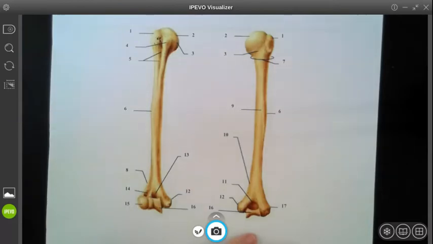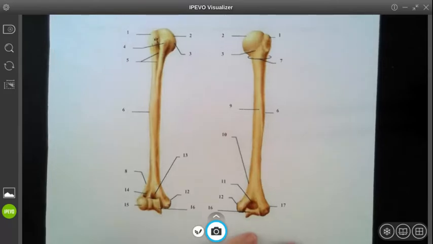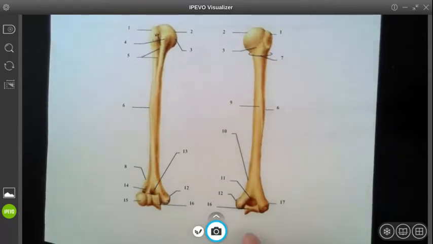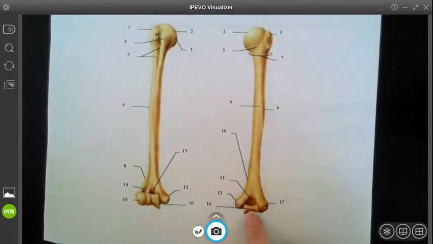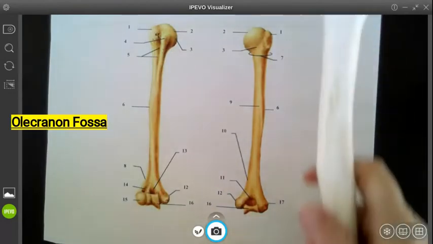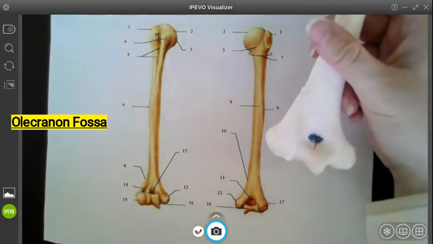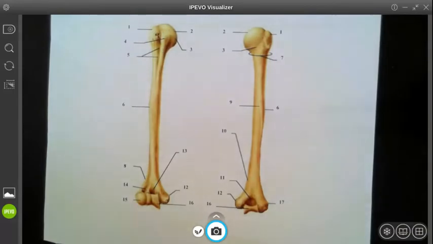Number 8, I actually want you to put NA next to number 8. Number 9 is called the radial groove. And number 10, I want you to put NA next to. Let's look at the rest of the structures. So 11, that's the olecranon fossa. So that's on the back of the humerus. So the structure back here, the olecranon fossa.